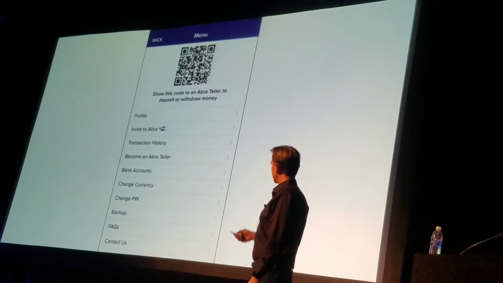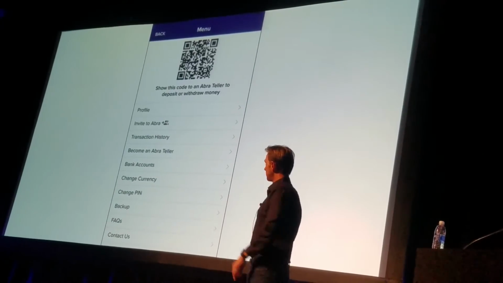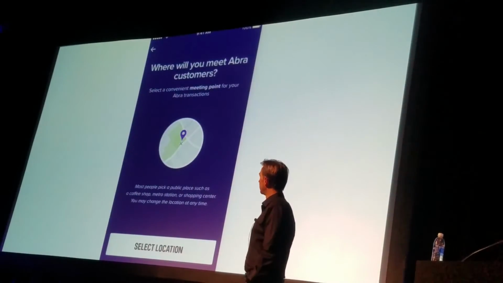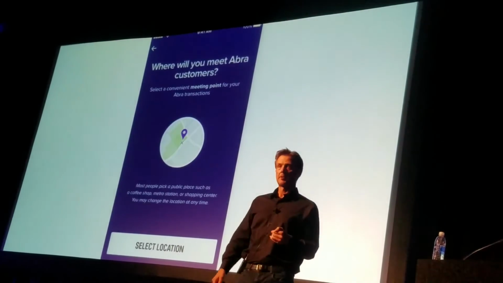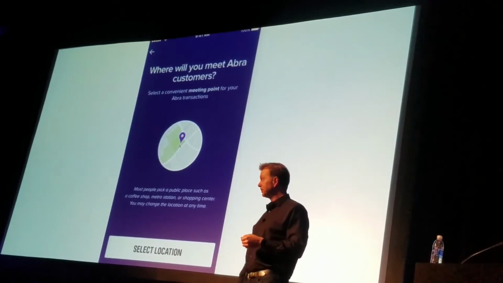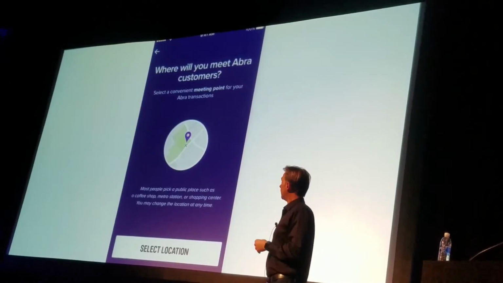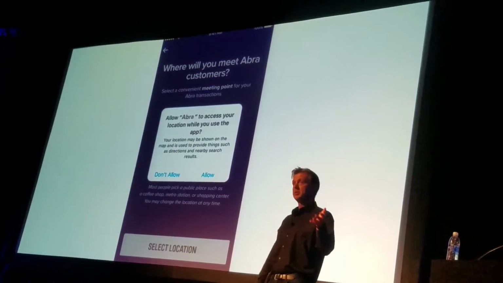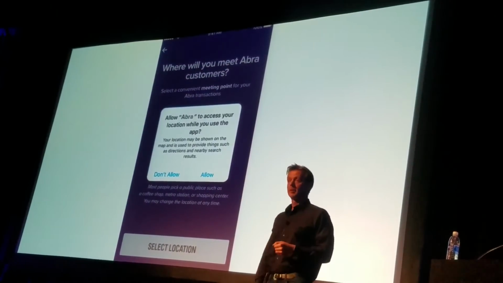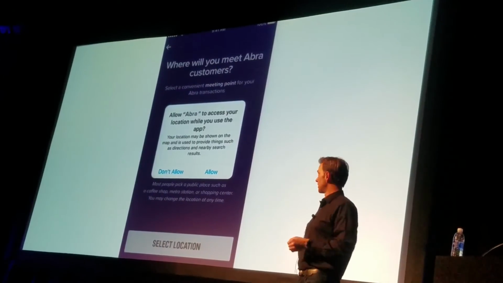I'm going to press the menu button on the upper left, and I'm going to choose Become an Abra Teller, which anybody can do. And the onboarding process, basically we need to know a few things about you. We need to know where you are, so that when the person is using the app, they know if there's a teller in their neighborhood and what your fees are, et cetera.